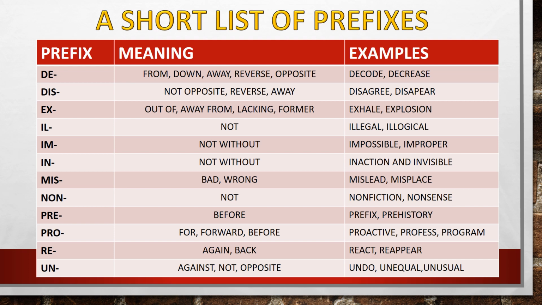Pre means before. For example, prefix, prehistory. Pro means for, forward, before. For example, proactive, profess, program. Re means again, back. For example, react, reappear. Un means against, not, opposite. For example, undo, unequal, unusual.